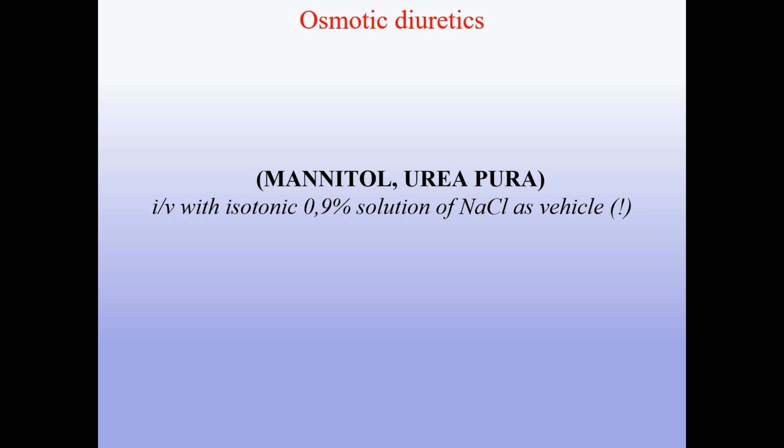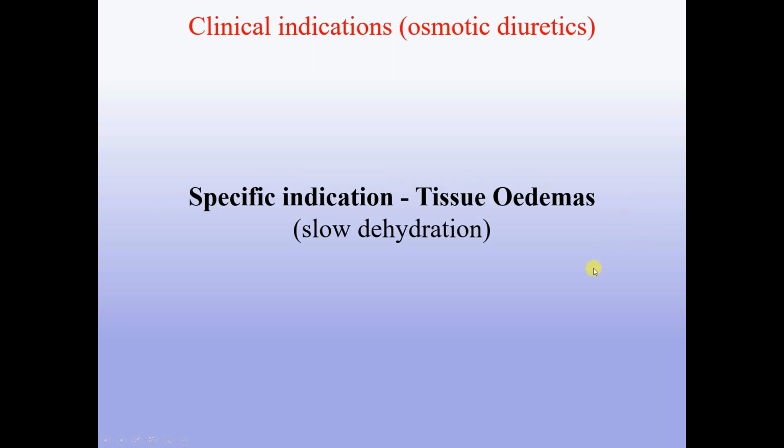And one more group, osmotic diuretics, for example, mannitol, pure urea. They are given intravenously with isotonic 0.9% solution of sodium chloride as the vehicle. Please remember this. Clinical indications of osmotic diuretics. They have one very interesting specific indication: tissue edemas, slow dehydration.